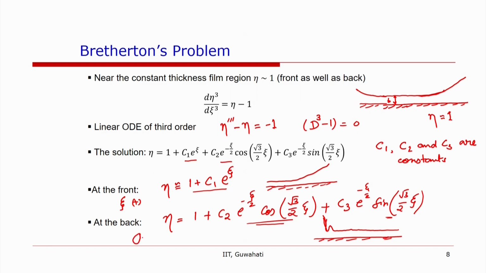So the undulations at the back of the bubble can be explained by these two terms.